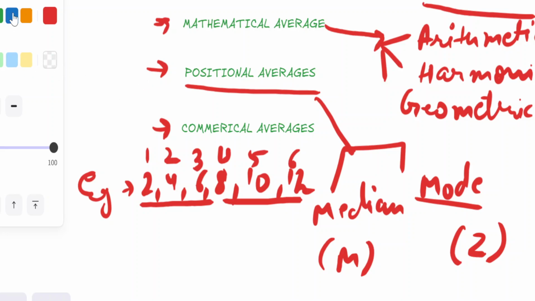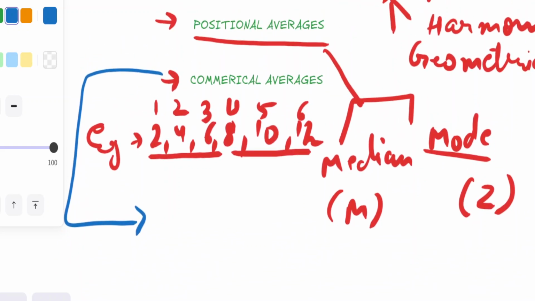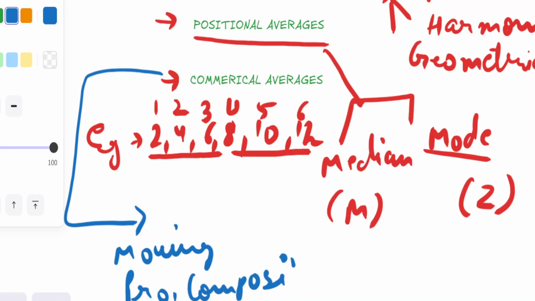If I talk about the commercial averages, then commercial averages are of three types. The very first type is the moving average. The next is the progressive average, and third is the composite average. We are further going to learn how these are calculated, but for the time being we need to know that there are three types of averages.